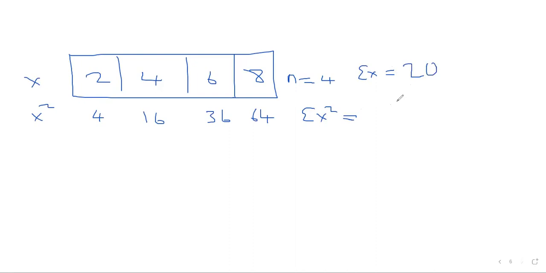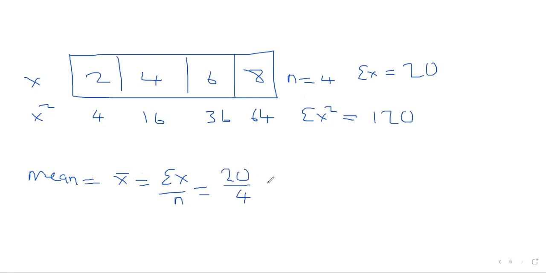120? Am I correct? Yes. So to find the mean, the symbol for the mean is x bar. This is simply found by this formula, summation of x over n. And here we have 20, and our n is 4. So our mean is going to be the average, which is 5.